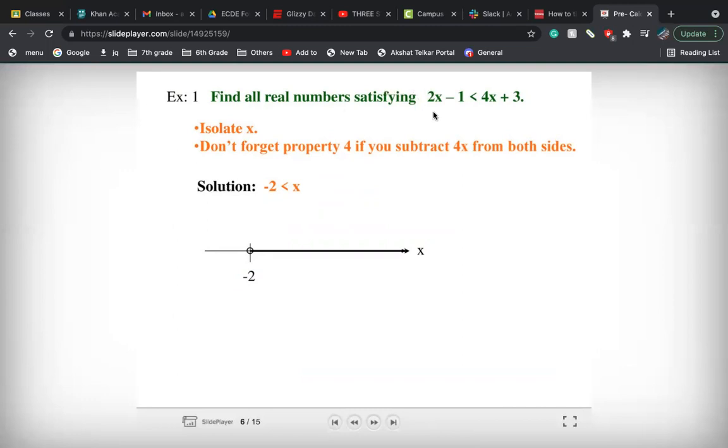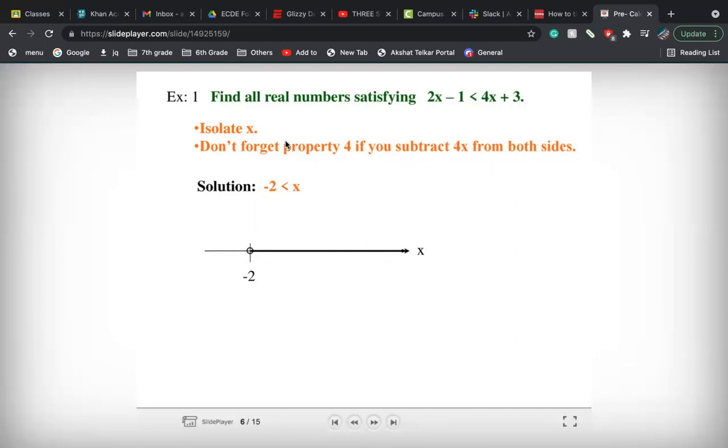The first step you want to do here is make x one entire section over here. So instead of 2x minus 1, you want to add 1 to both sides. When doing so, you'll get 2x is less than 4x plus 4. Now, knowing that all these components are true, you have 2x is less than 4x plus 4. So now you want to isolate x.